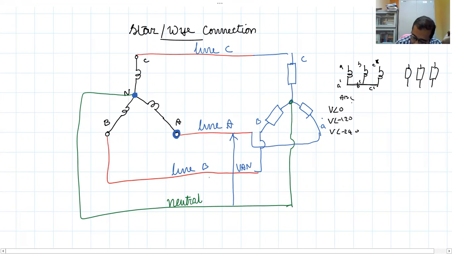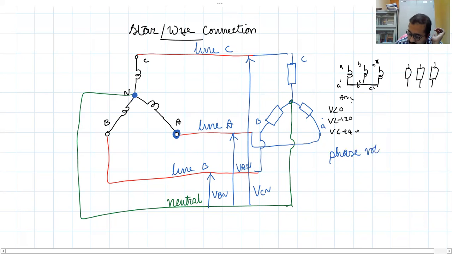Similarly, between line B and the neutral, I can have another voltage called VBN, which is the voltage appearing across phase B. Similarly, between line C and neutral N, you can have another voltage called VCN. These are called the phase voltages. Phase voltages are also called line to neutral voltages.